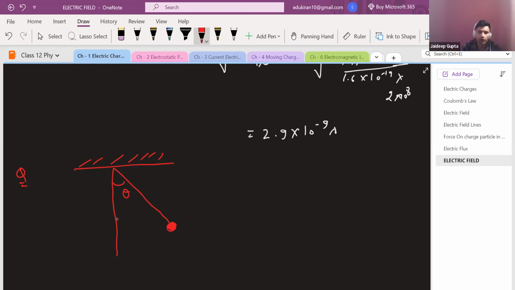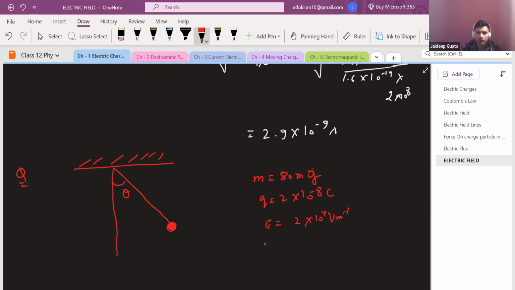Now, this is a pendulum having mass 80 milligram. The charge on the pendulum is 2 into 10 to the power minus 8 coulomb, and the electric field is 2 into 10 to the power 4 volt per meter. Now, find the tension in the thread of the pendulum and the angle it makes with the vertical.